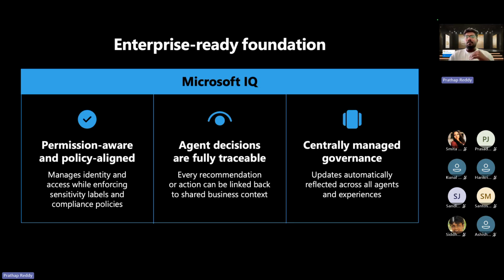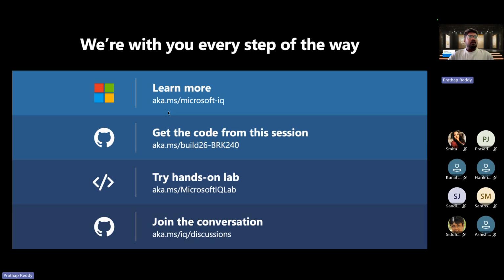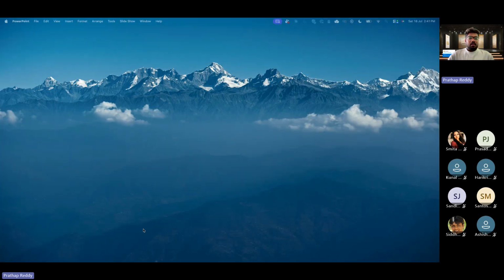And we do have different IQ layers called Microsoft IQ, with layers called Foundry IQ, Work IQ, Fabric IQ, and Web IQ. So these are the major layers. If you want to learn more about Microsoft IQ, you can get the code, take the screenshot, and try the hands-on lab of Microsoft IQ to see how it is really helpful for us.